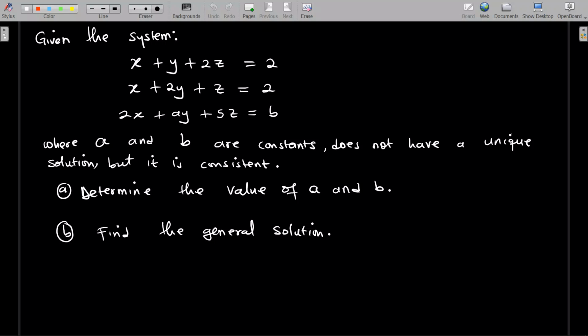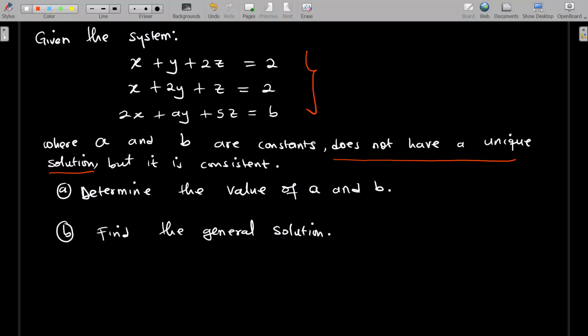Hello, welcome to this lesson of our study of systems of linear equations. In this one I'm going to solve the last problem I was solving on systems of linear equations, and then probably move to a new topic in linear algebra. So I've been given this system: x plus y, and those other equations. We know a and b are constants, and the system does not have a unique solution, but it is consistent. So we're supposed to determine the values of a and b.